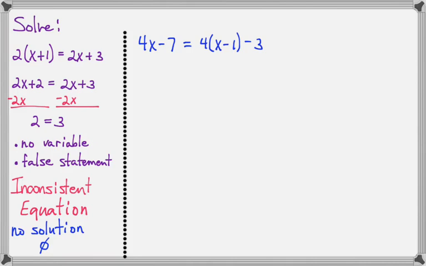Okay, 4x minus 7 equals 4 times x minus 1 minus 3. So the first thing you would do is distribute that 4. And then you would combine your like terms. So negative 4 minus 3 gives you minus 7. And now look, they're both exactly the same.